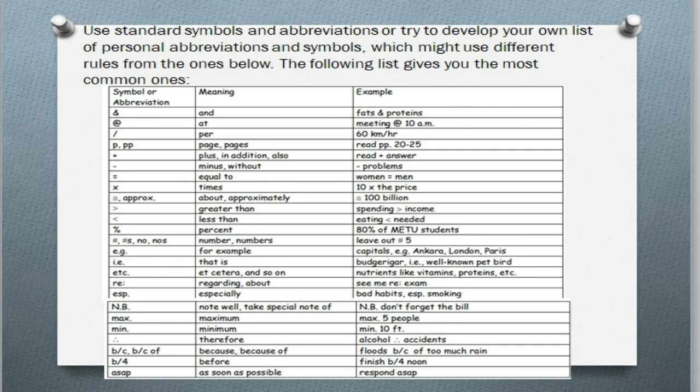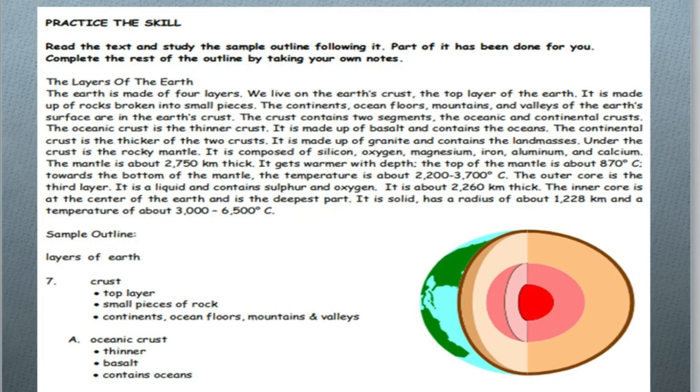And here is a list of commonly used symbols and abbreviations. You probably already know many of these, especially the mathematical symbols, but perhaps didn't think about using them before. You can use these standard symbols and abbreviations or try to develop your own list, which might use different rules from the ones given here. And now it is time to practice. Read the text and study the sample outline following it. Part of it has been done for you. Complete the rest of the outline by taking your own notes.